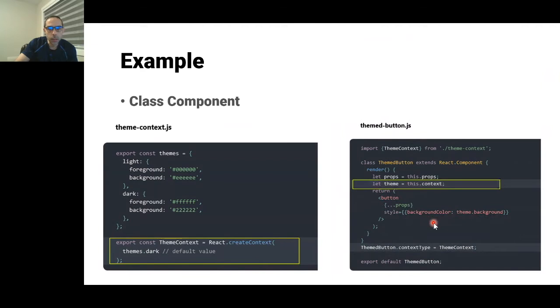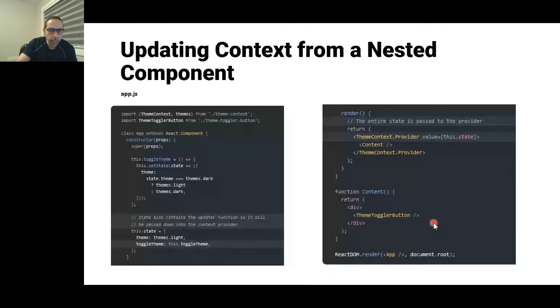Okay, now the other functionality that you can achieve with the context is actually updating the context from a nested component. So from within the consumer, you can actually update the context. And in this example here, and this is just one file, I just split it in half so you can see better.